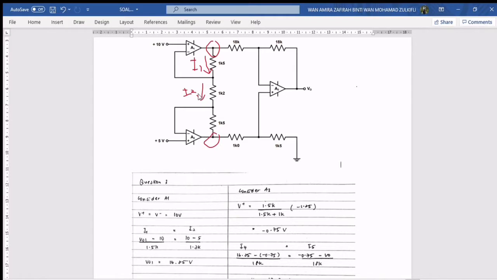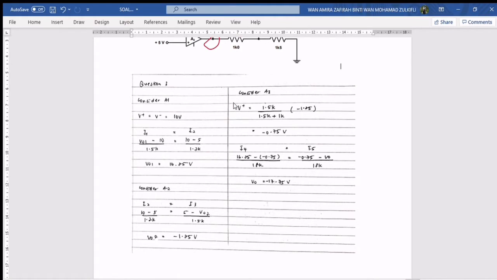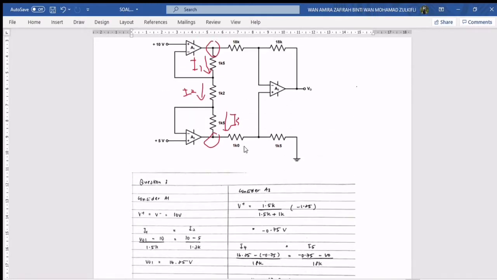The current in is I2, and the current out is assigned as I3. The equation for I2 is (10 minus 5) over 1.2k, which is equal to the current out I3, (5 minus V out 2) over 1.5k. So the calculation for the equation gives the value for V out 2, which is negative 1.25 volt. Okay, next, let's consider A3.